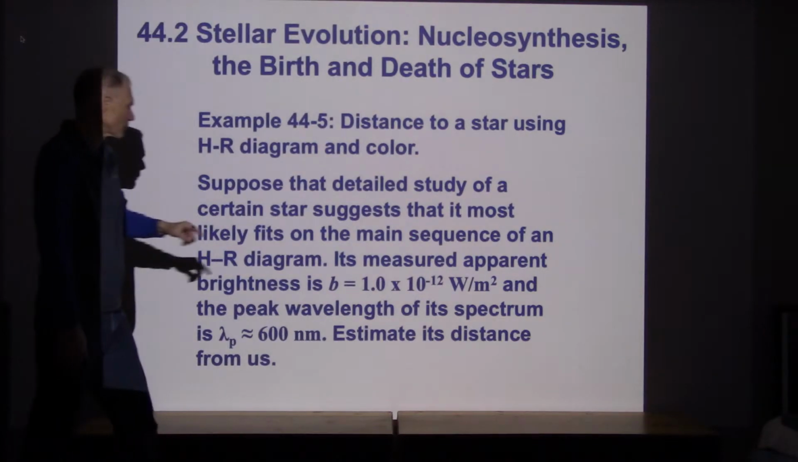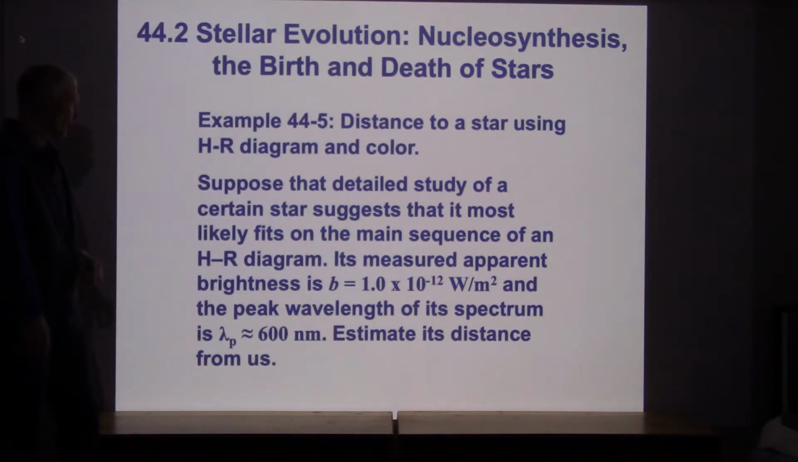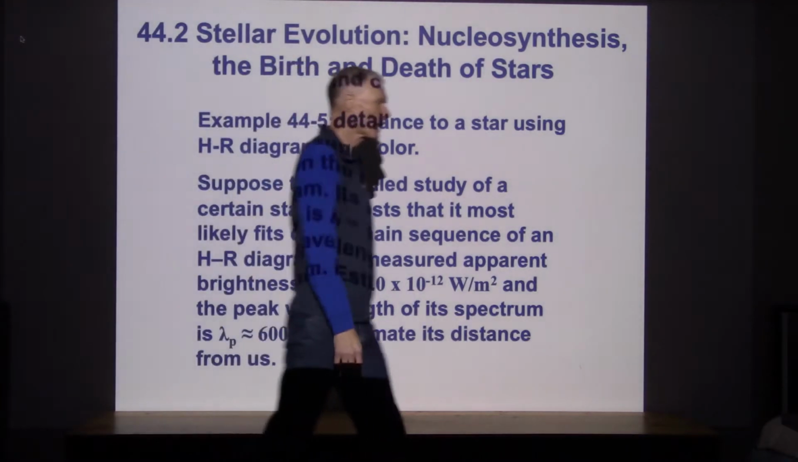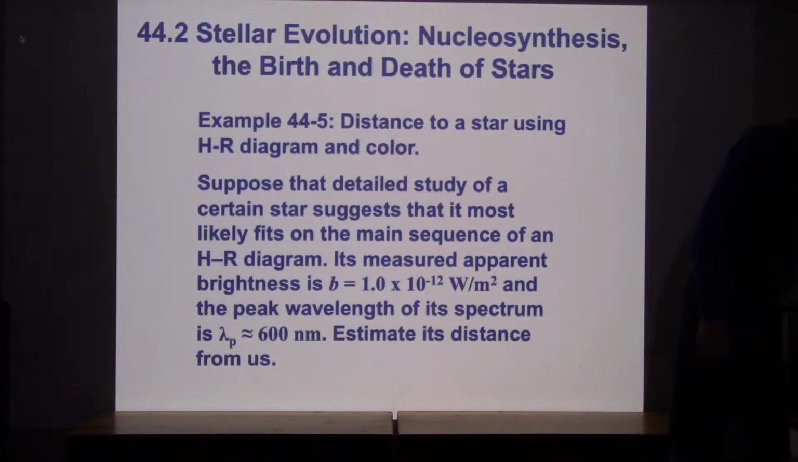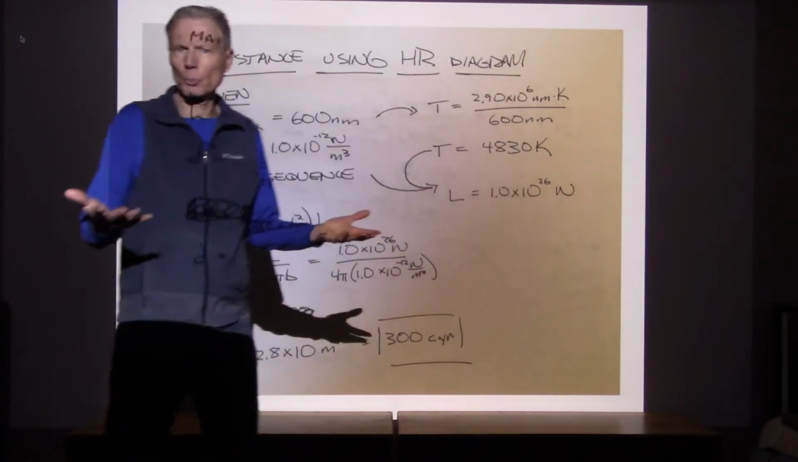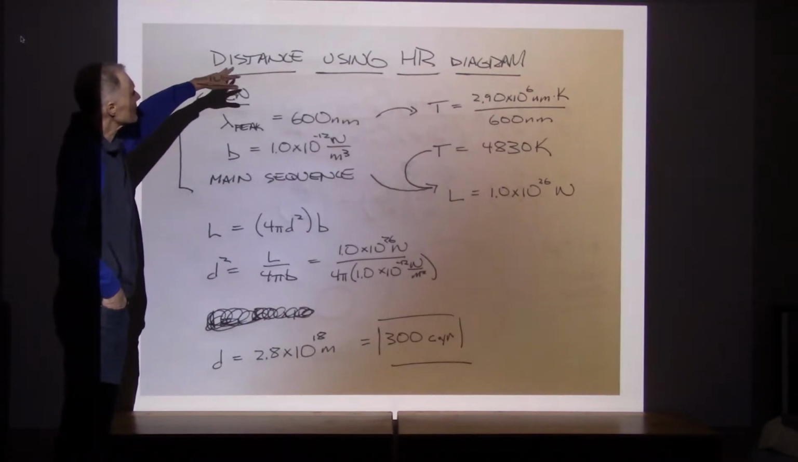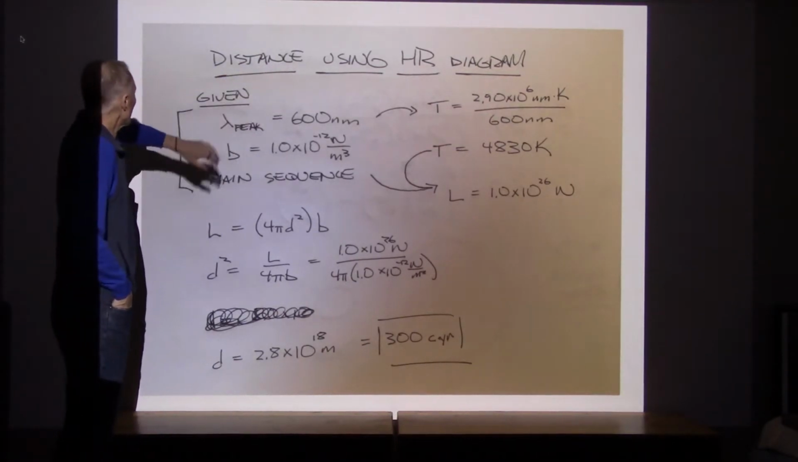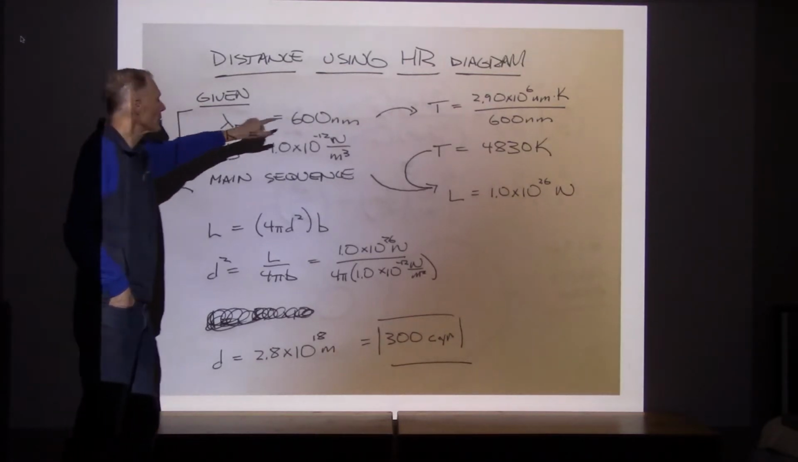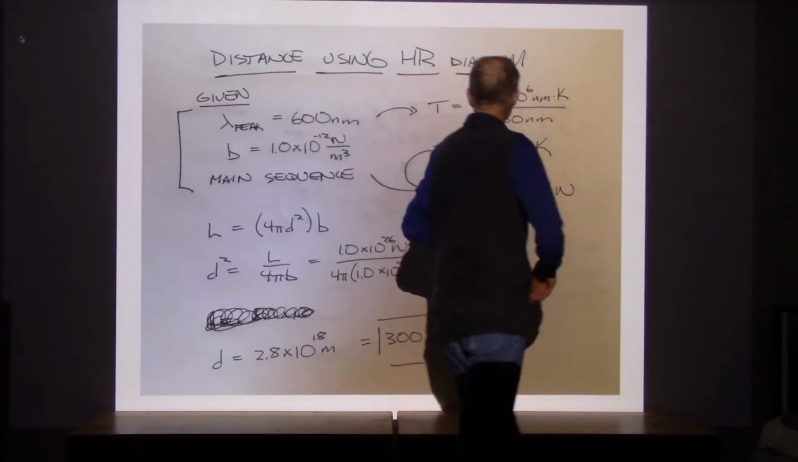It's saying that we have a star whose brightness is 1 times 10 to the minus 12 watts per square meter, and the peak wavelength is 600 nanometers. Let's ask what other properties of this star we could determine from this information. So here we go, distance using the HR diagram. Here was the given information. They told us that the peak wavelength is at 600 nanometers. Well, we know how to get the surface temperature from that.